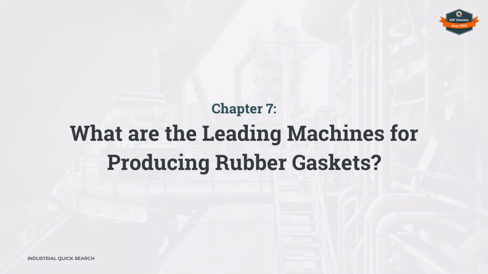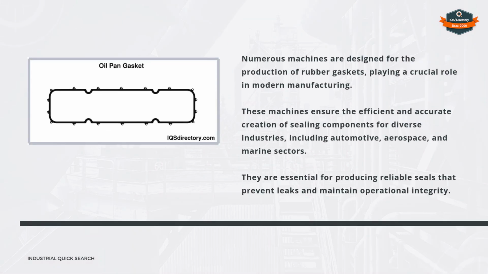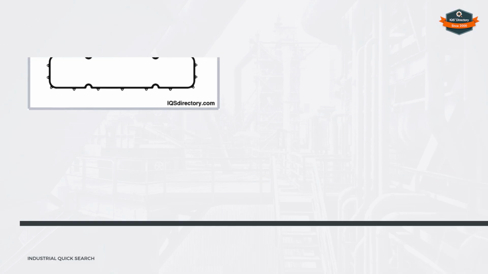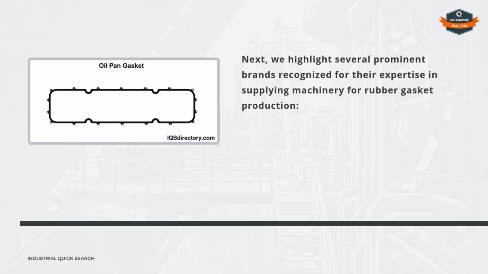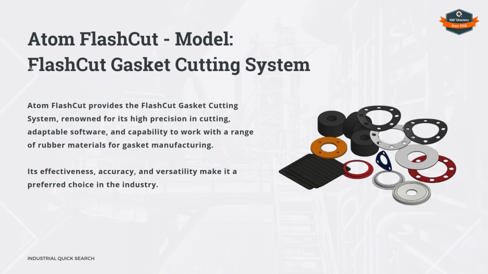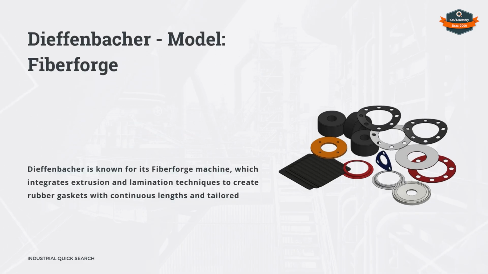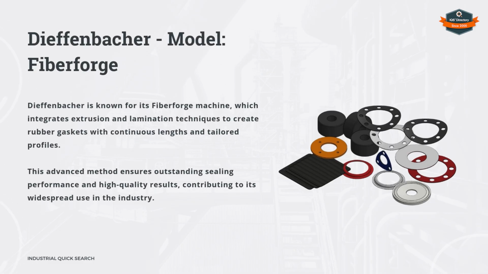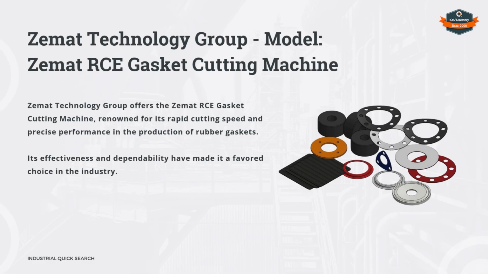Chapter 7. What are the leading machines for producing rubber gaskets? Atom flash cut. Model: Flash cut gasket cutting system. Dieffenbacher. Model: Fiberforge. ZMAT Technology Group. Model: ZMAT RC gasket cutting machine.